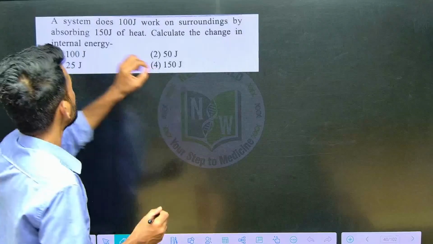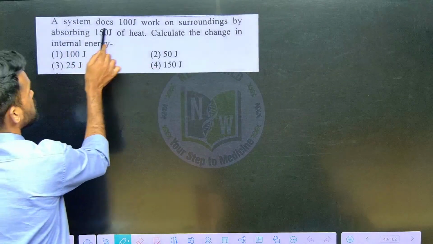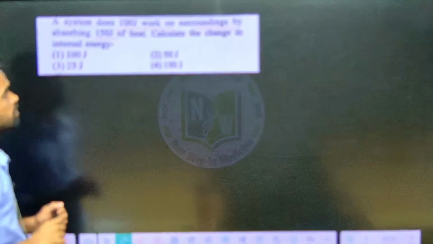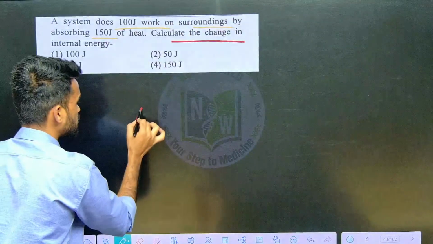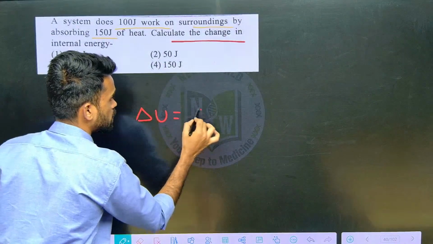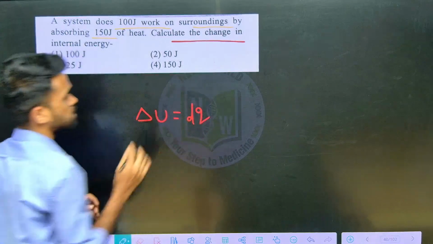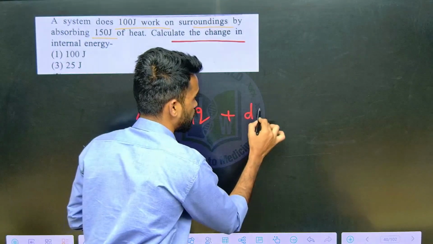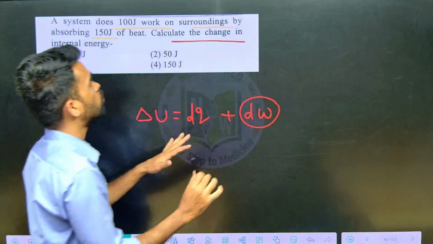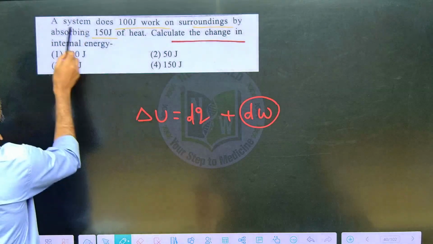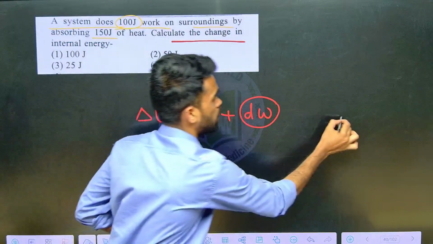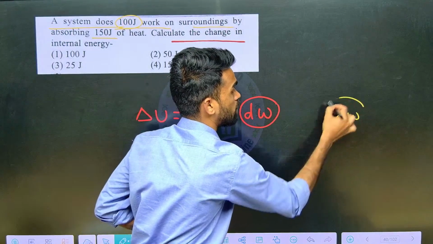Now here is the first question: a system does 100 joules of work on surroundings by absorbing 150 joules of heat. Calculate the change in internal energy. It's very simple. The change in internal energy is equal to the heat change, where Q represents heat, plus the work done, dW. So what values have they mentioned? The system does 100 joules of work. This is the work done.